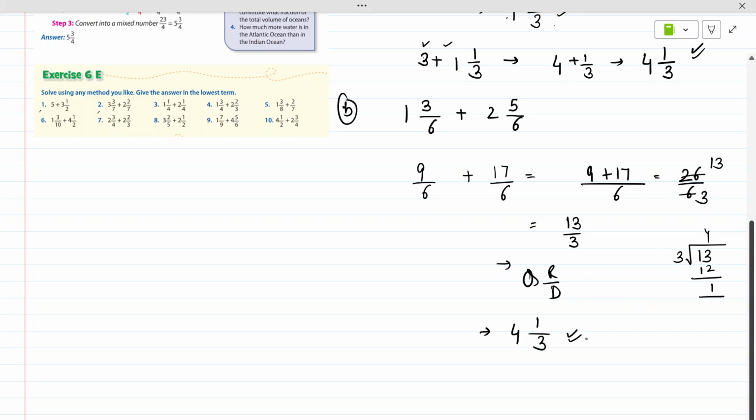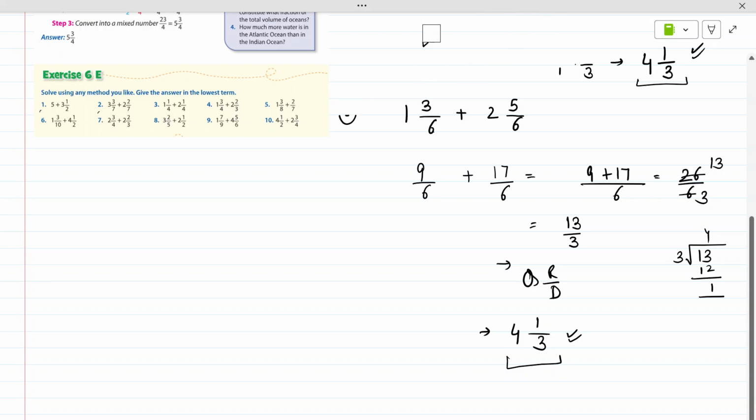So this is the answer, and you see that in method 1 also we have the same answer. This is method 1, this is method 2. So now you know both the methods and you can pick any method for solving your questions. Okay, so I hope this is clear, kids. And now let us proceed further with the exercise.